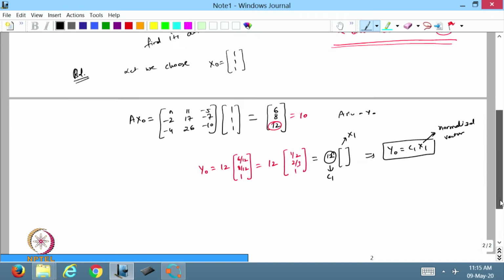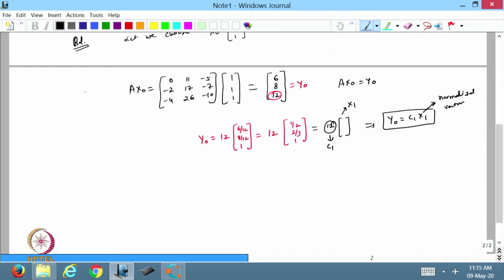So, now from here, this is my step 1. Now, we choose step 2. From step 2, I will do A and now I will multiply by x1, this is the normalized vector. So, from here I will get my A, again the same matrix, and then from here I choose 1 by 2, it is 2 by 3 and 1.